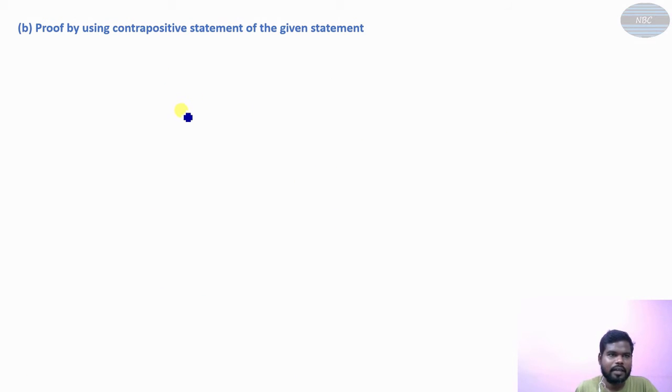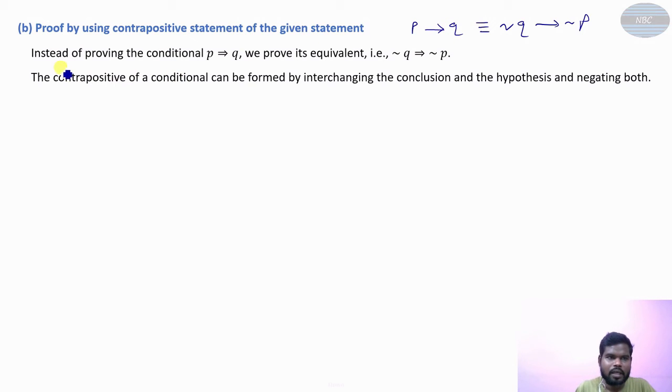Now comes the second type of indirect proof, called proof by using the contrapositive statement of the given statement. If I have p conditional q, then this is equivalent to negation q conditional negation p. This is the contrapositive statement of p conditional q. So instead of proving p conditional q, we prove its equivalent, negation q conditional negation p. The contrapositive of a conditional can be formed by interchanging the conclusion and hypothesis and negating both.